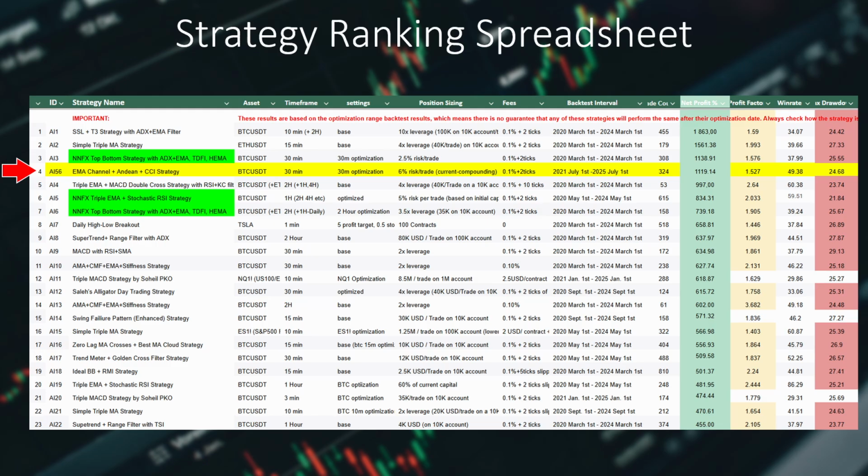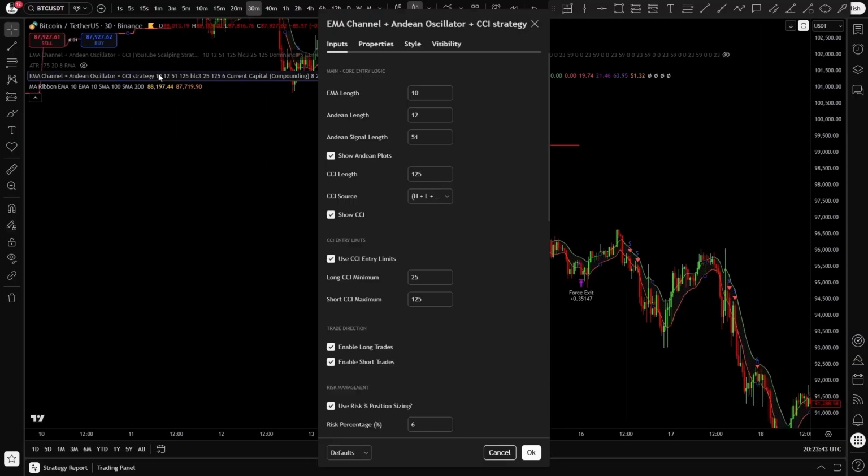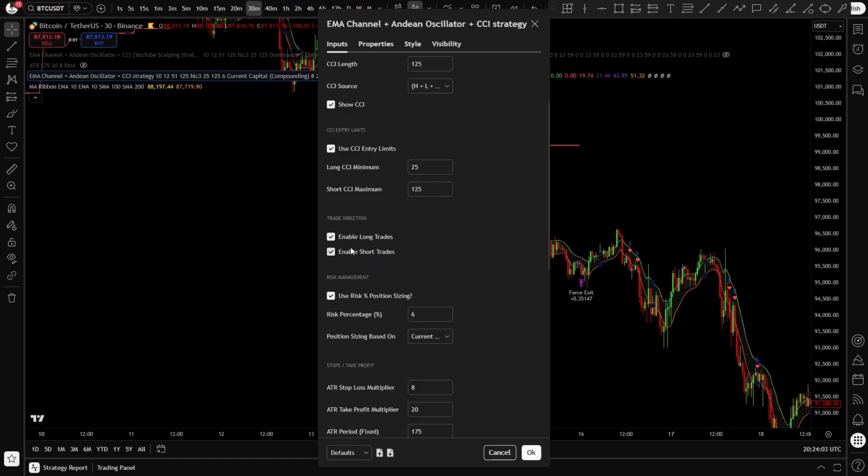Without wasting any time, let's get right into it. Okay, so this is how the strategy script will look like. On the top you will have the main logic settings, the EMA length, the Andean settings, and the CCI limit settings. Then you can set up if you want to trade longs, shorts, or both.